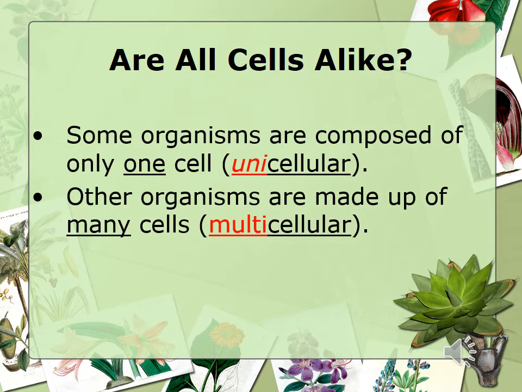That means that the uni stands for one. That means that those organisms, the whole thing, is made out of only one cell. There's also the type that are made out of many cells, multiple cells, aka multicellular. Multicellular organisms are those made out of a lot of different cells, kind of like you and I.